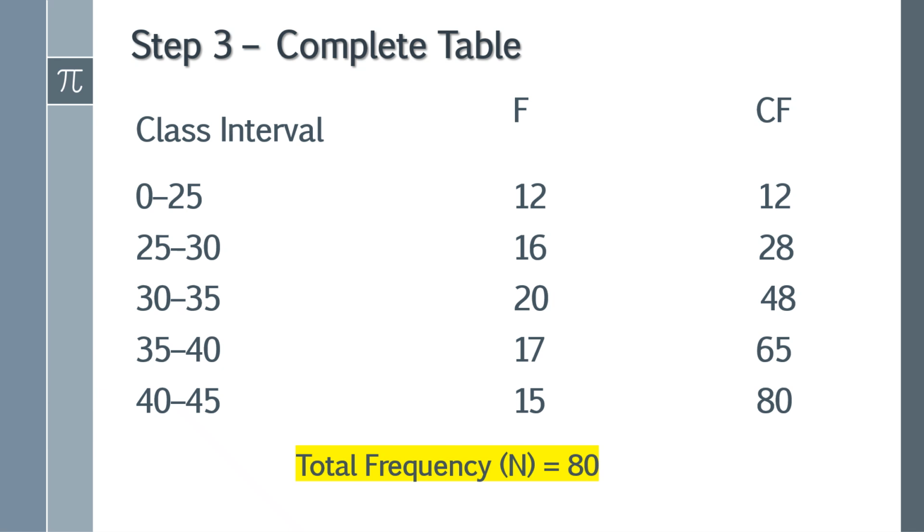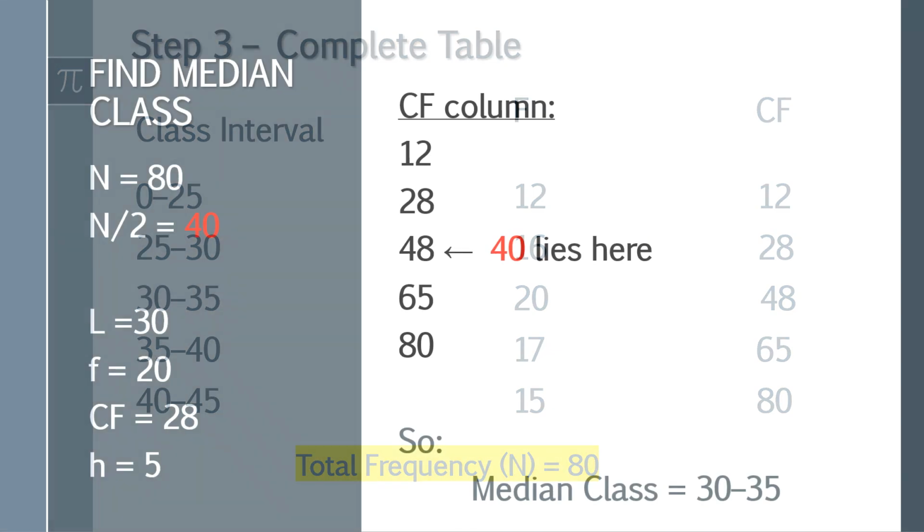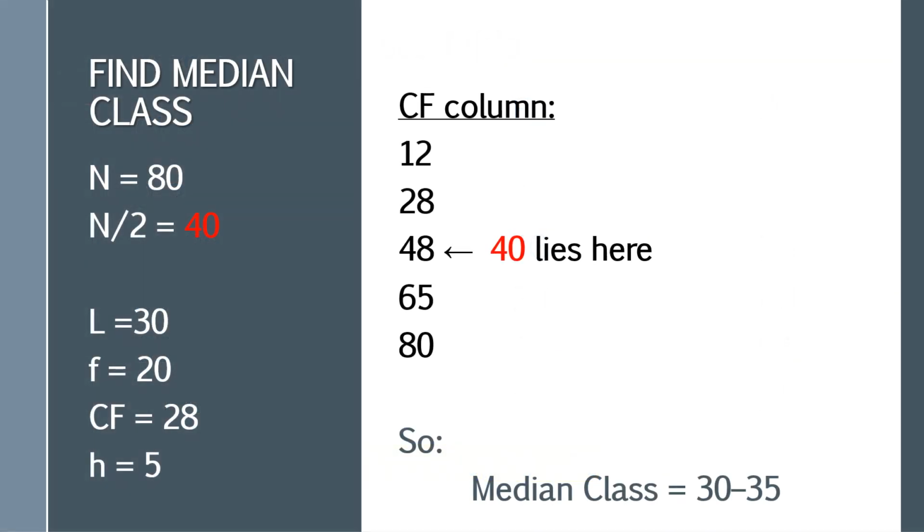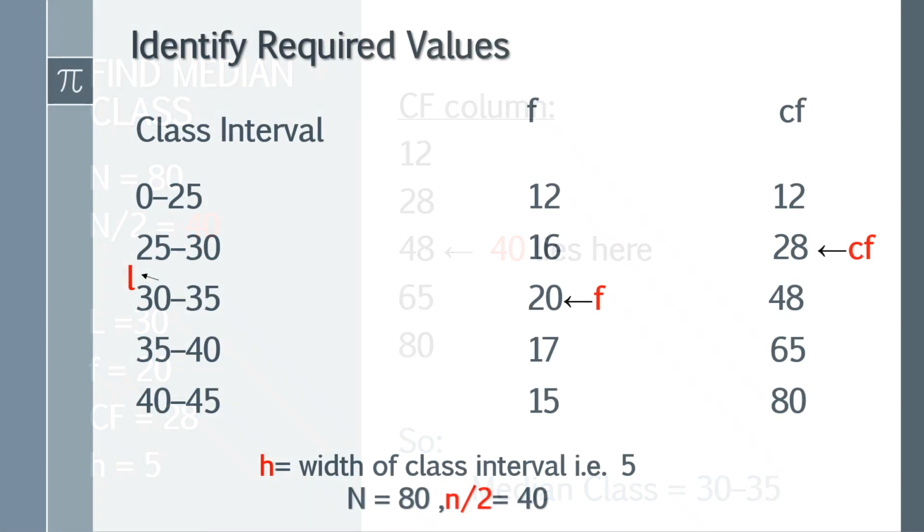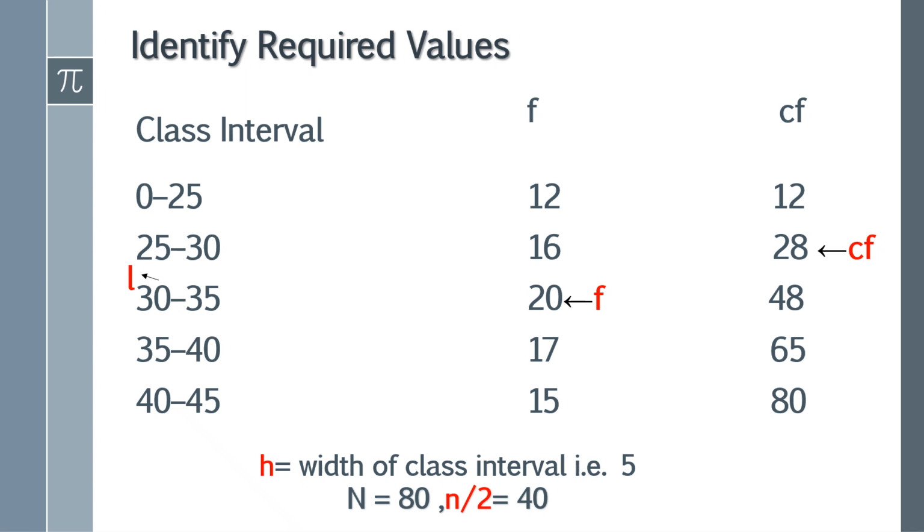With frequency and cumulative frequency columns, the total frequency, denoted by n, is 80. The total frequency, n, is 80, therefore n by 2 equals 40. Since 40 lies between 28 and 48, the median class is 30 to 35. From the median class, we identify the required values. L equals 30, F equals 20, CF equals 28, and the class width, H equals 5.